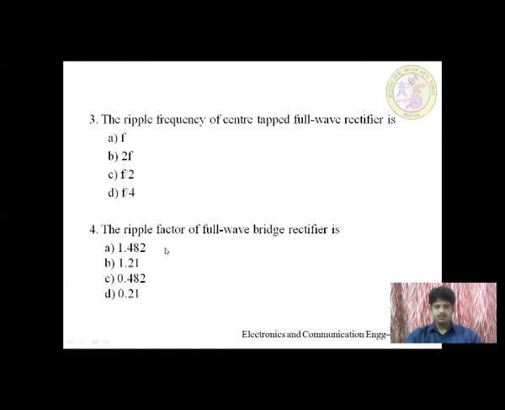Next, coming to one more question. The ripple factor of a full wave bridge rectifier. So ripple factor is asked. I think we have solved this problem in this session only. So that is 0.482. Okay. So this is the answer.